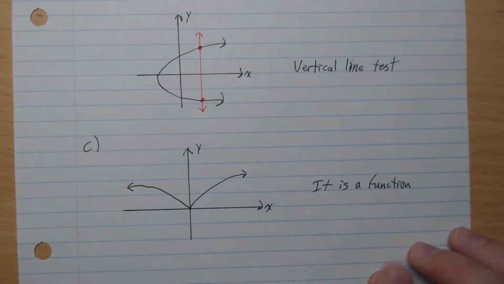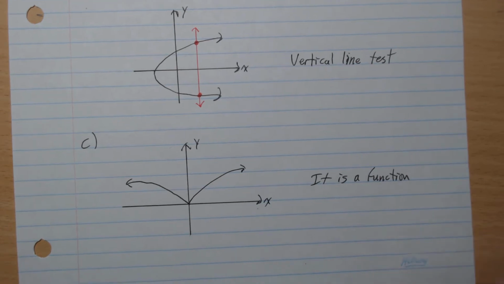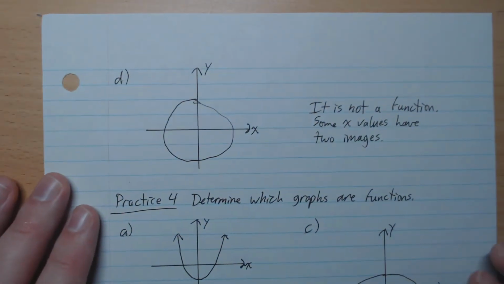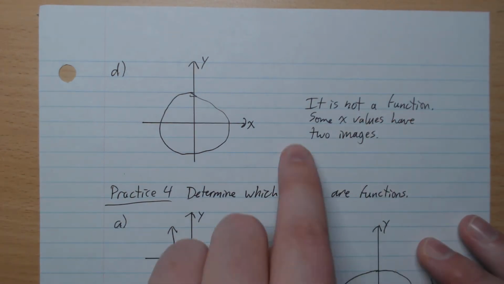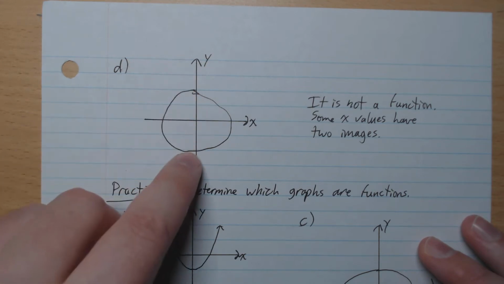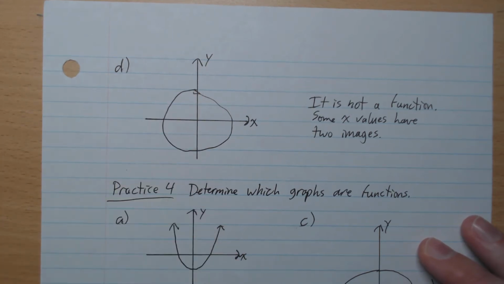C, it is a function, right? We can look at our vertical line test, no problem. D, it is not a function. Some x values have two images. At 0, for example, you have here and here. So this is not a function.